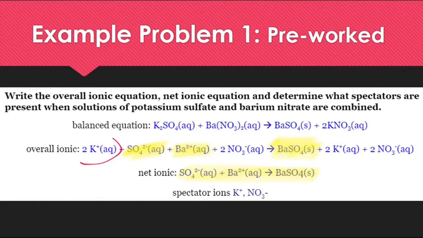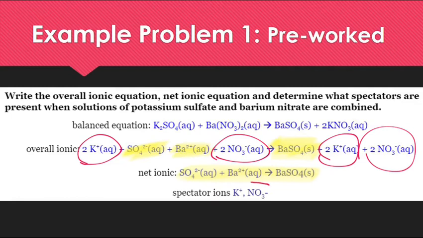And anything else that was left behind, and you'll notice it's the same stuff on both sides, those are our spectator ions. And it doesn't really matter how many we have or really what states, they're always going to be aqueous. So we just need to list them out and show that these are spectators. They're not really part of the reaction, they're just there. They were helping support our K and our Ba. Our K and NO3 were supporting the Ba and SO4 when things were initially mixed, so that they could come together and form that barium sulfate.